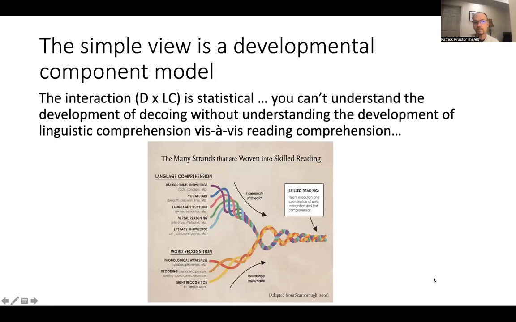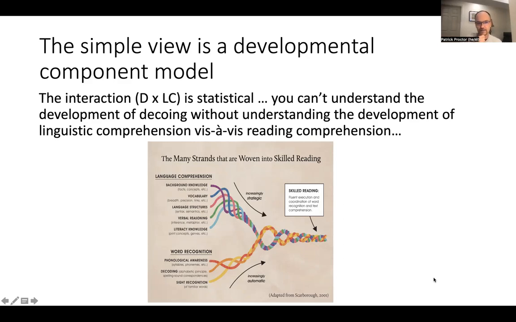But it's also a developmental component model. That is, the interaction is literally statistical. For those of you who've taken statistics, a statistical interaction is when you take two variables and multiply them together to create a new variable that helps understand the relationship between the two. So D times LC: D would be one variable, LC would be another variable. You'd multiply them together to get what's called a cross product variable. So that's a third variable.